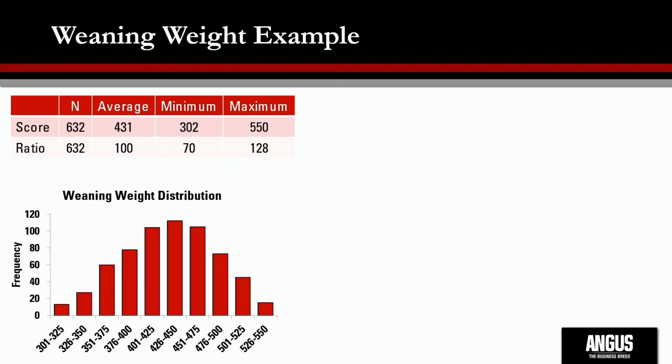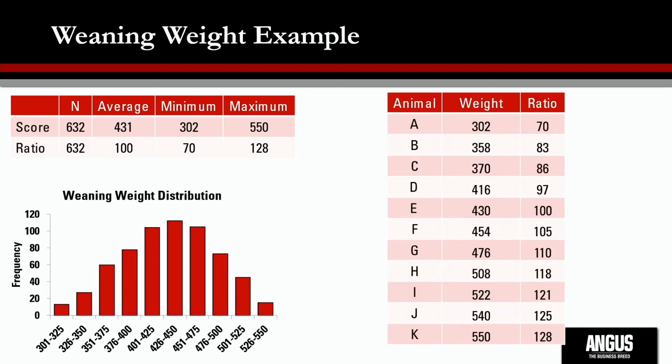Now thinking about our ratios, the way ratios are designed is that the average in any group is always going to be 100. And so our average ratio for this group is 100, with the minimum ratio being 70 up to a maximum ratio of 128. So if we look at individual animals in this group, looking over at this chart, if we look at animal A, we'll see that this particular animal was the lightest calf in the group and weighed 302 pounds. We divide it by the group average of 431, and we get to a ratio of 70.